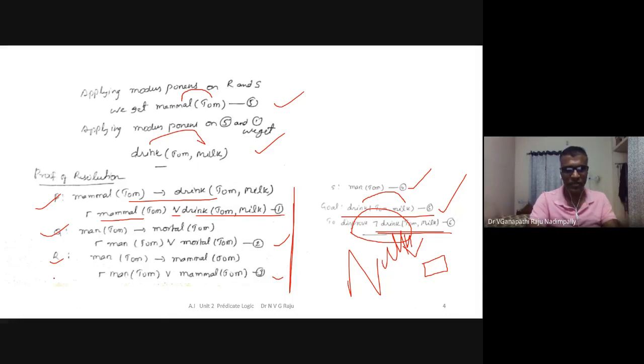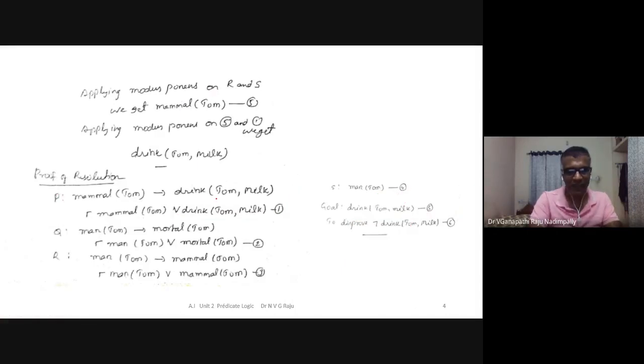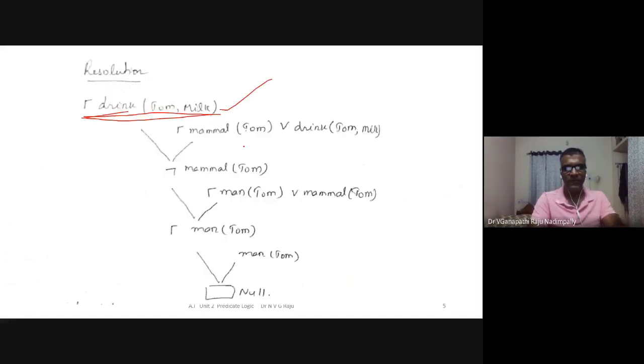Could you please tell me the choice, which statement I have to take, is it P? Here I have negation of drink, so I have drink. Can I take like this? So now I have taken P, negation of mammal or drink. Now this will be struck out with this. Now which will come down? Negation of mammal of Tom will come down.